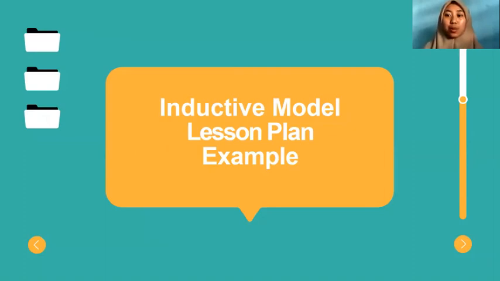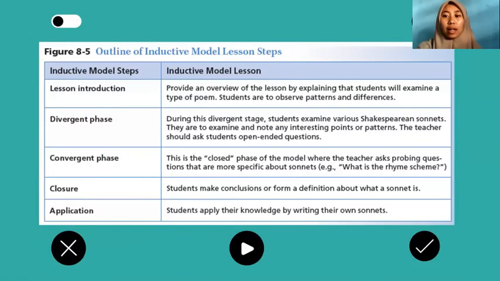So there are two materials. The first one is the inductive model lesson plan. So let's take a look at the outline. This is the outline that we need to make an inductive model lesson plan. On the left side, we can see the steps of the inductive model lesson plan, and on the right side, we can see the inductive model lesson, so what they are going to do in this lesson. In the steps, we can see there are five steps: lesson introduction, divergent phase, convergent phase, closure, and application.